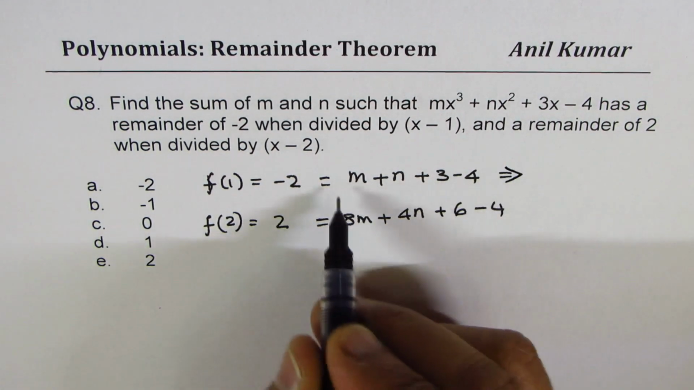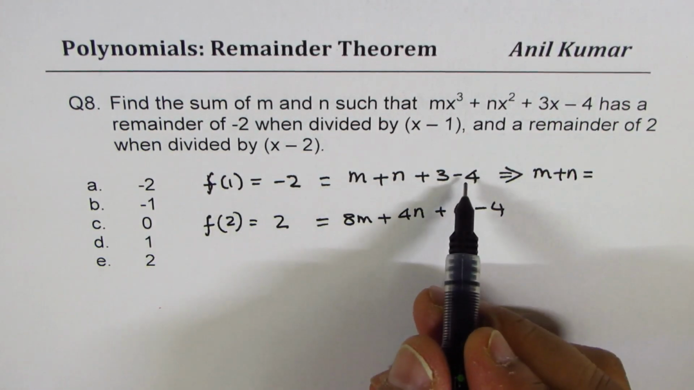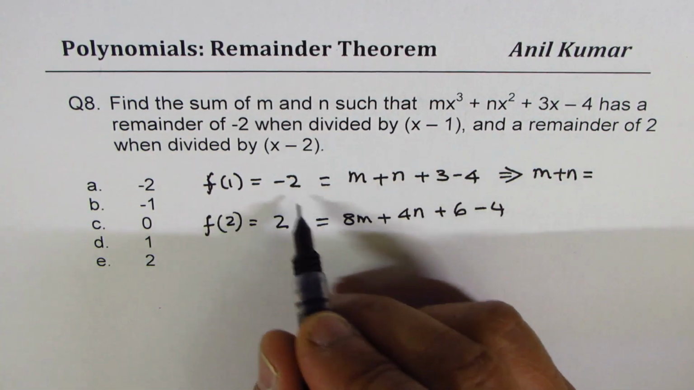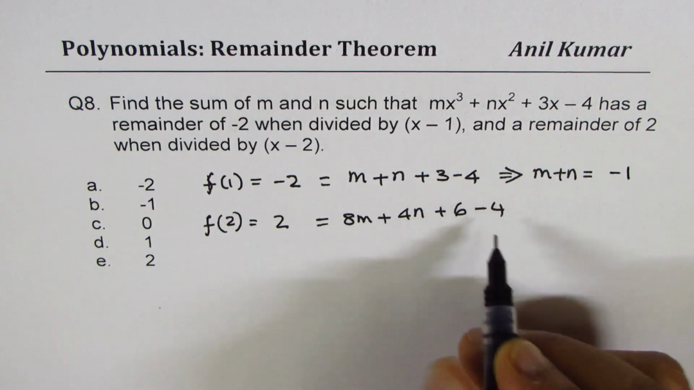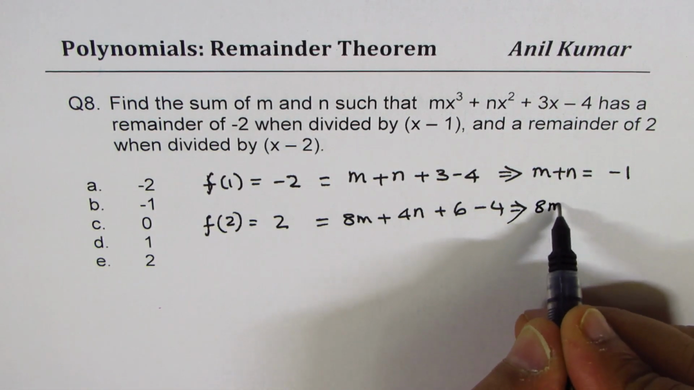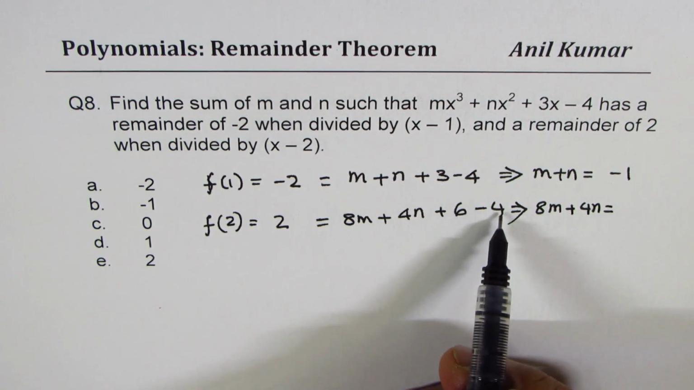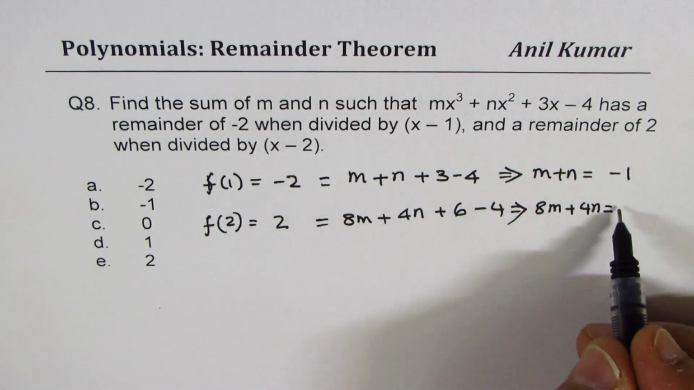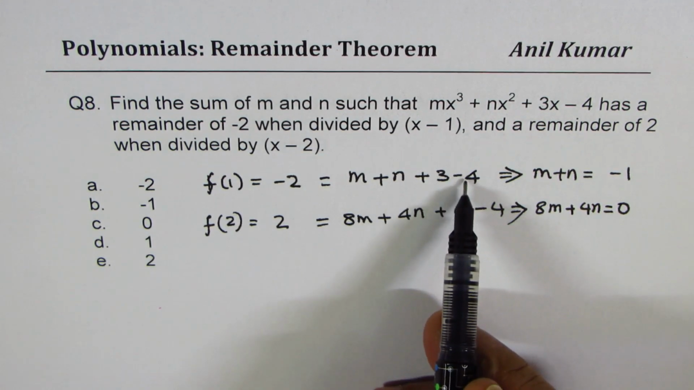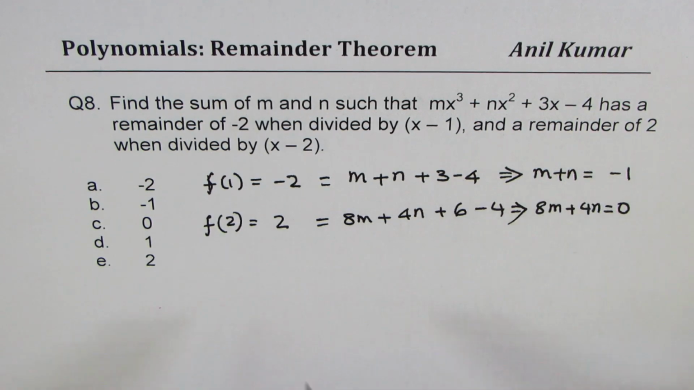So this gives you m plus n equals to minus 2 minus 3, which is minus 5, and plus 4, which is minus 1, and that gives you 8m plus 4n equals 2. 6 minus 4 is 2, and 2 minus 2 is 0, right? So that gives you 0. Okay? So 3 minus 4 is minus 1. When you take it on this side, it becomes plus 1. You got that. So we have two equations.